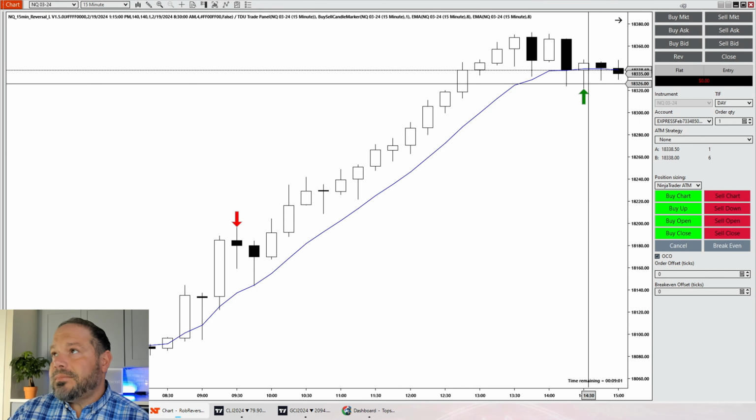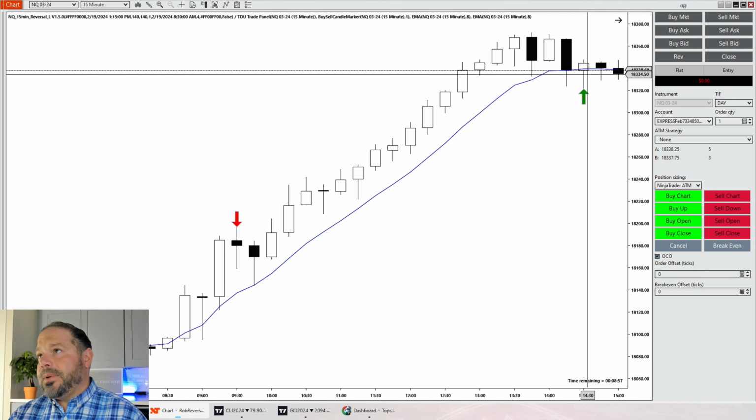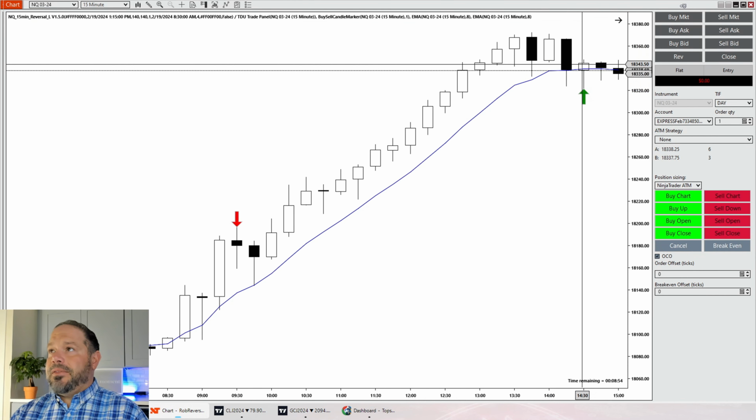And then your next setup was a valid setup as far as the pattern, closed above the 80 MA.